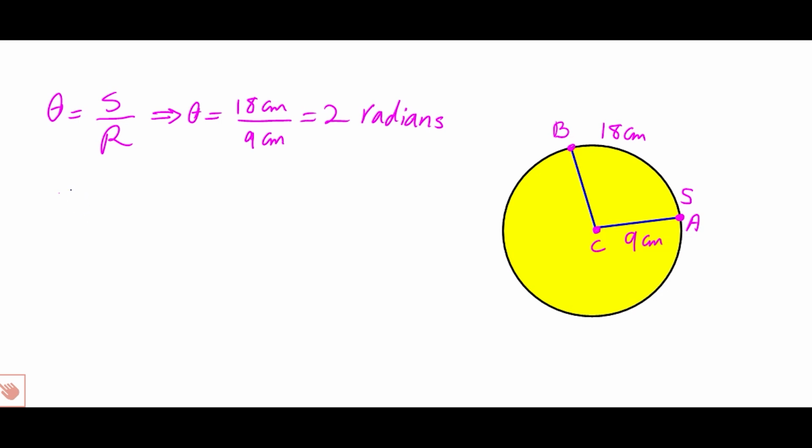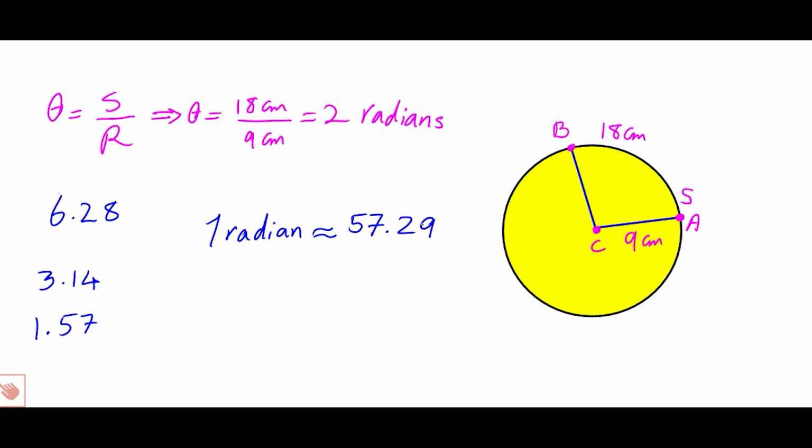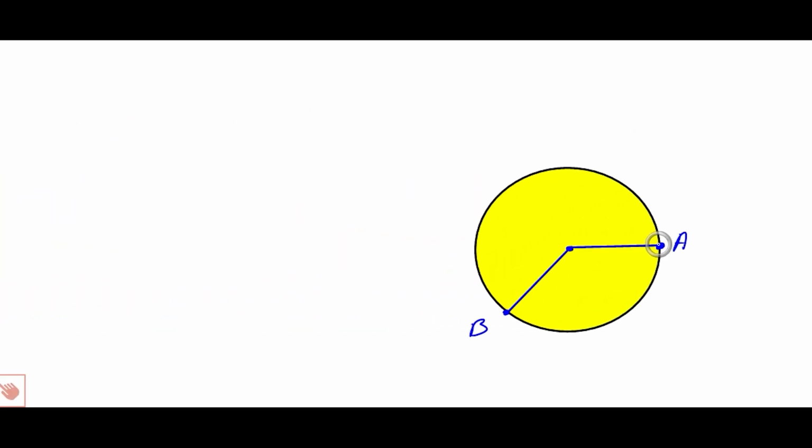And remember that 6.28 radians is a full circle and 3.14 radians is a half circle and 1.57 is a quarter circle and 1 radian is equal to about 57.29 degrees.